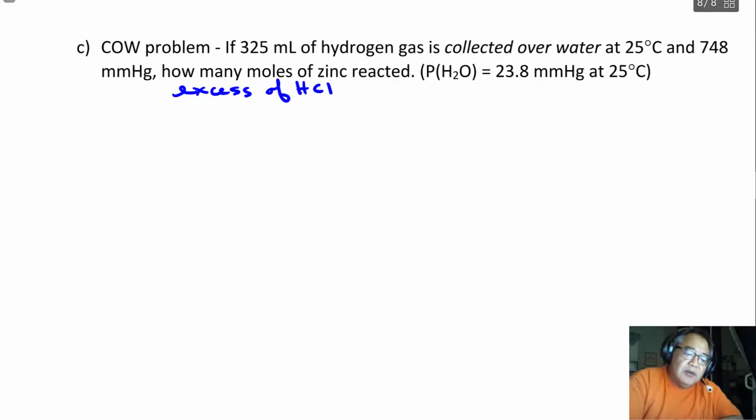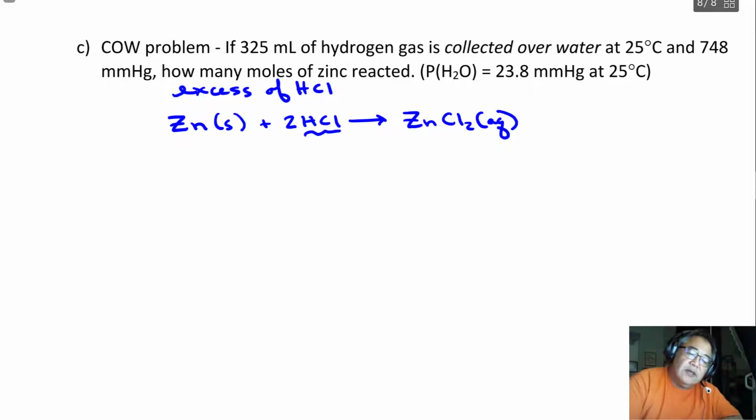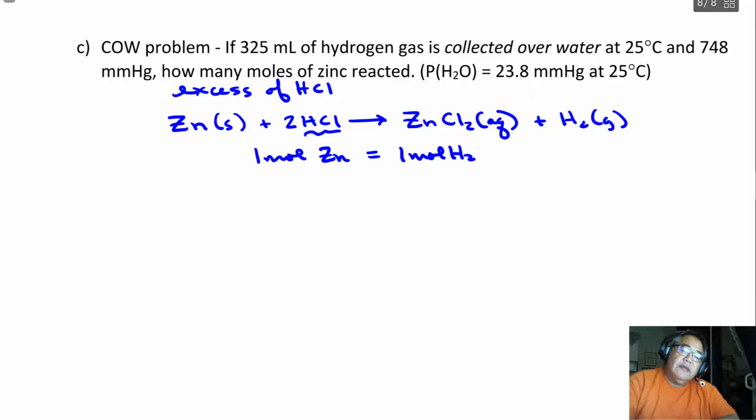This is actually a single replacement reaction. So the balanced reaction will look like this: zinc solid plus 2HCl makes zinc chloride, which turns out to be aqueous in this situation. HCl is also aqueous, plus H2 gas. Okay, so we have a reaction. We know 1 mole of zinc is equal to 1 mole of H2 gas. That's the stoichiometry that we have.